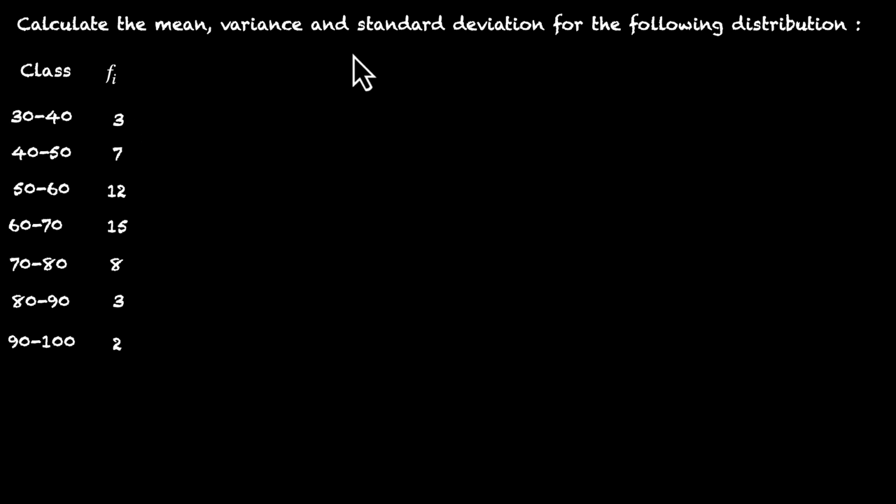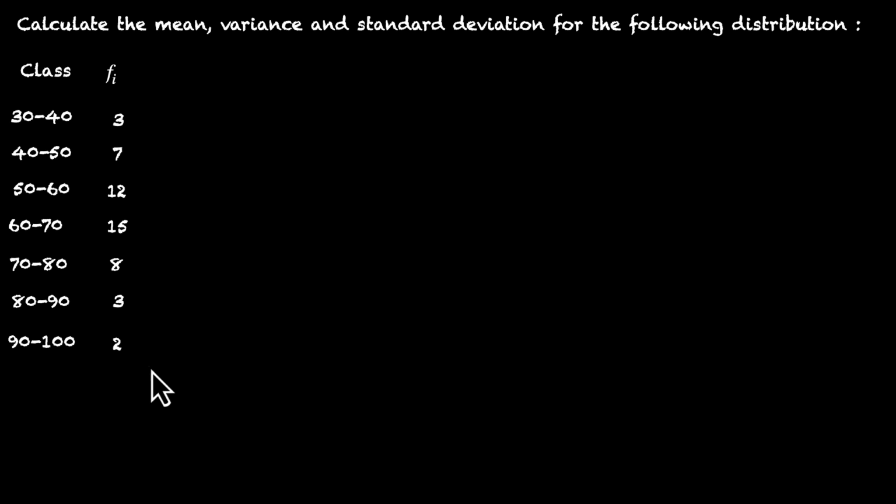Pause the video, give this a try. First, try to find the mean, then find the variance and standard deviation. Okay, let's do this together. Let's first focus on the mean. We have a continuous distribution. We have 7 classes and frequencies.